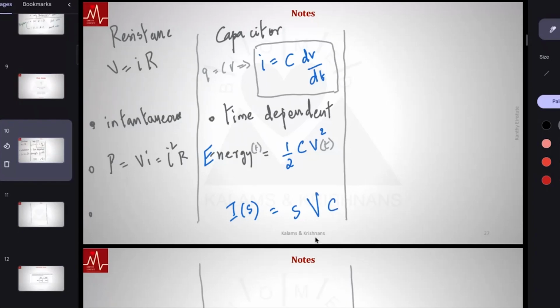And typically it is minus the initial condition, but we'll not worry about it. Let's not complicate it. This is sCV, a multiplication of these. Notice you could also write it over here: V of S is I of S into R.